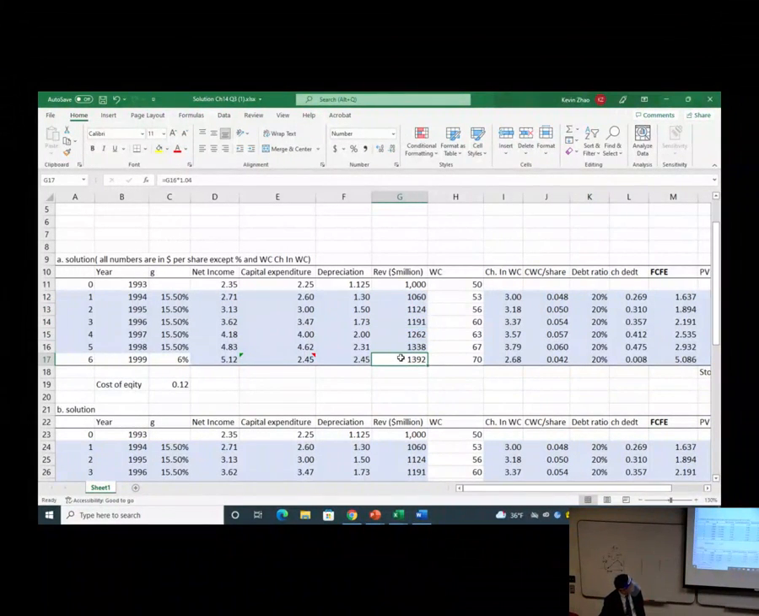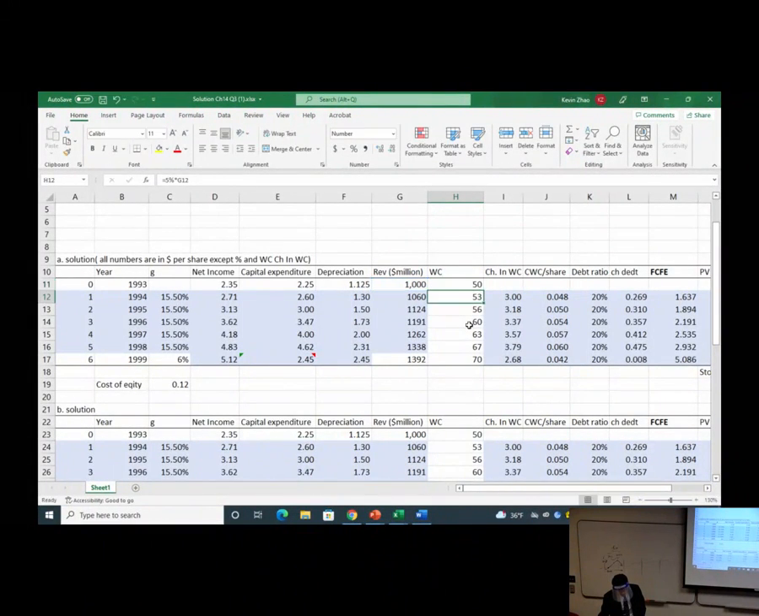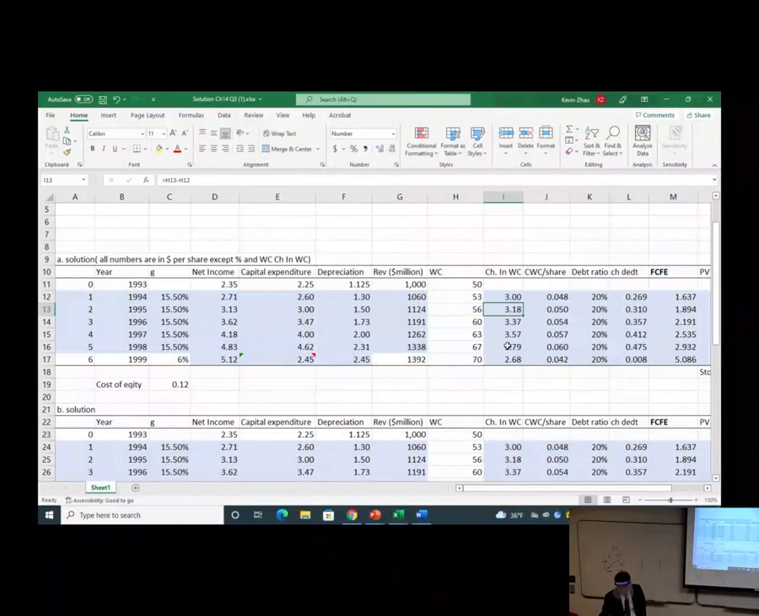Once I get this, I estimate working capital, which is 5% of sales. So all those are working capital requirements. And then changing working capital equals this year's working capital minus last year's working capital. The difference would be changing working capital. You see? Once you get one cell, you can copy all the way down to the end.